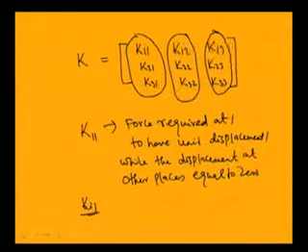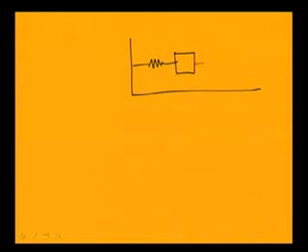So, let us take an example. Let us take a system with 3 masses and springs, and let us determine the stiffness matrix of the system.